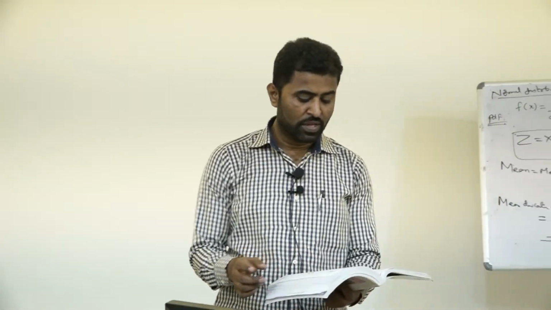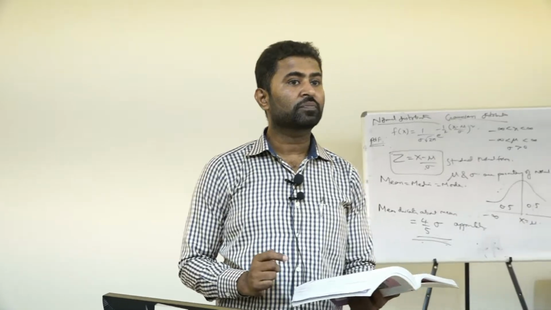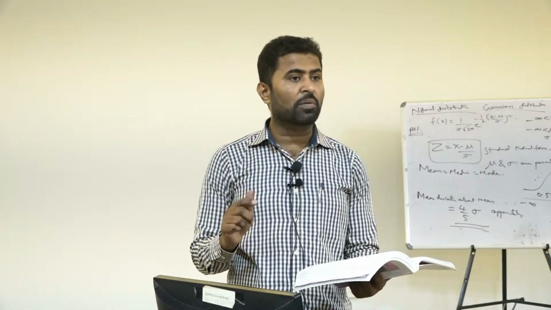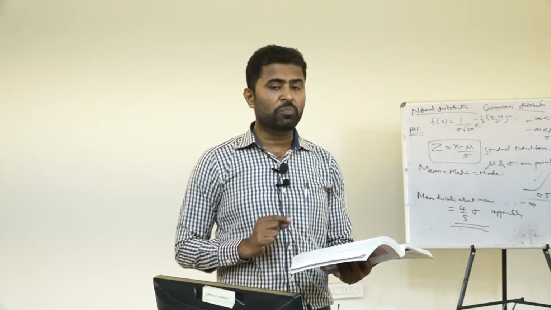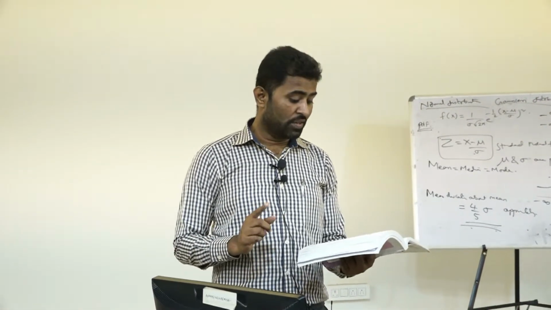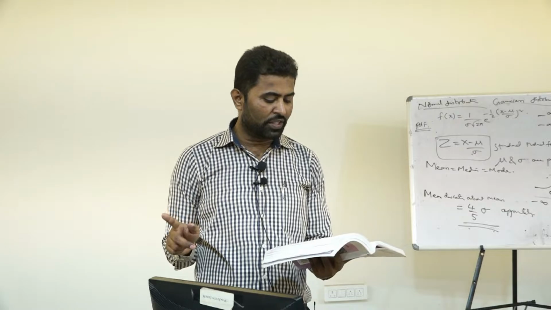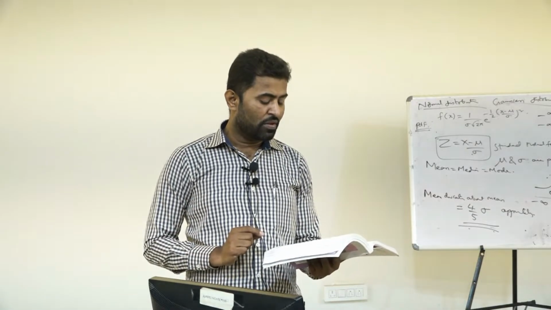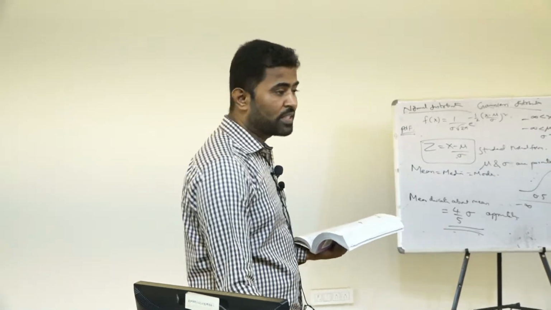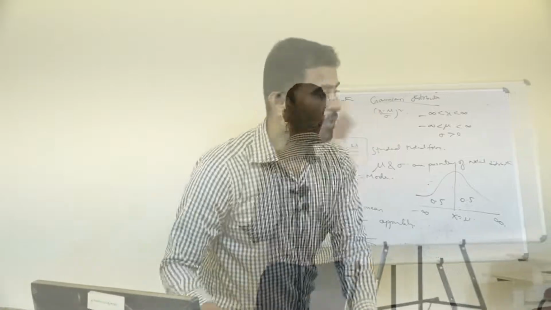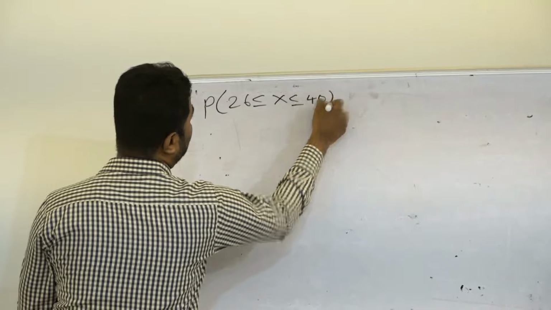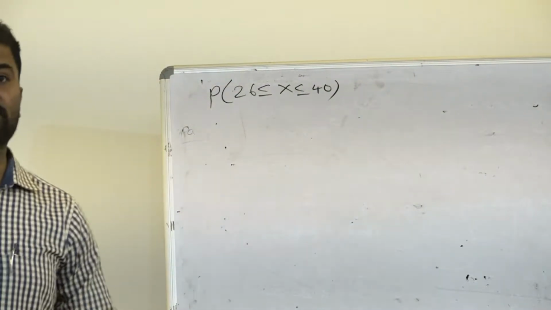Yes, write the question. If capital X is a normal variate, in this we have two varieties. If capital X is a normal variate with mean 30 and standard deviation 5, find the probability that 26 less than or equal to x less than or equal to 40. That is, we have to find P of 26 less than or equal to x less than or equal to 40. I said that x is a normal variable.